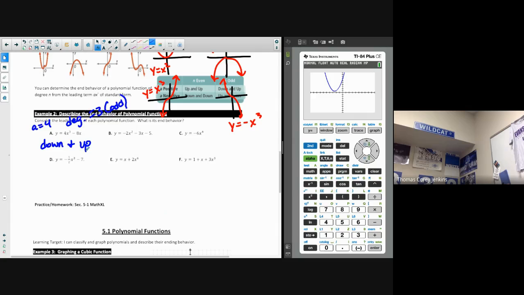Let's do maybe one or two more. So looking at B, A is negative 2. Okay, doesn't matter the 2, just matters the negative, and the degree is 2. So that's even. So we have negative and even. That's like this one. So that'd be down and down.